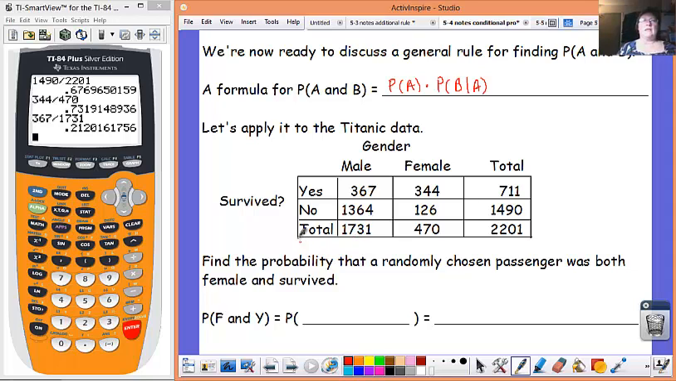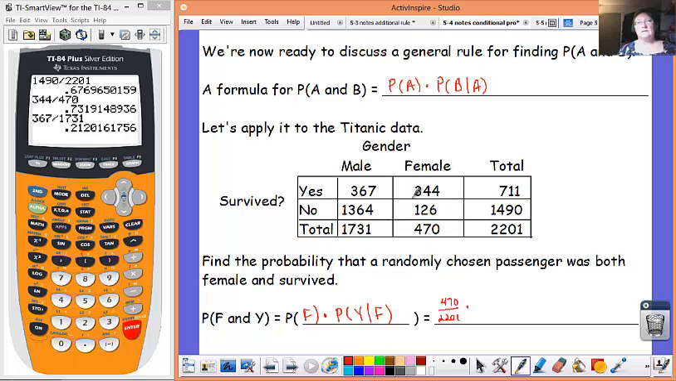So I brought it up here for you again. It says that we should find the probability that a randomly chosen passenger was both female and survived. So female and yes. According to the formula, that would be the same as the probability that you were a female multiplied by the probability that you survived if you were female. Okay, are we there? The probability of the first thing multiplied by the probability of the second if the first has happened. All right, so your probability of being a female on that ship was 470 out of the 2,201 passengers. We multiply that by your probability of having survived if you were a female.